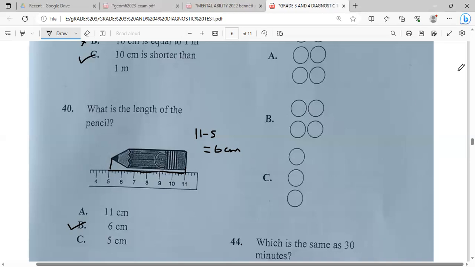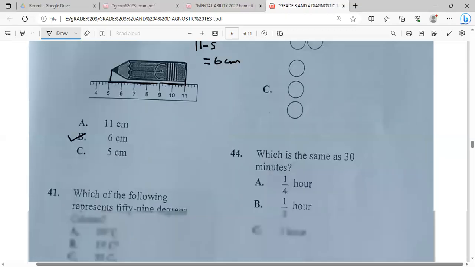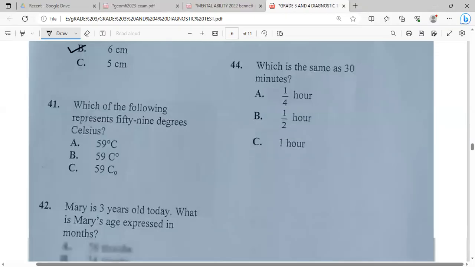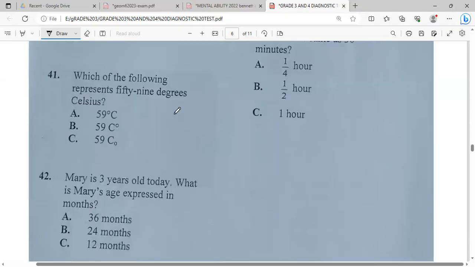All right, so with 2/3 there, let's see what's happening with 41. Which of the following represent 59 degrees Celsius? All right, so what's the symbol for degrees Celsius? This is this. All right, so this would be A. This is things that you should have done into your class with your teacher.